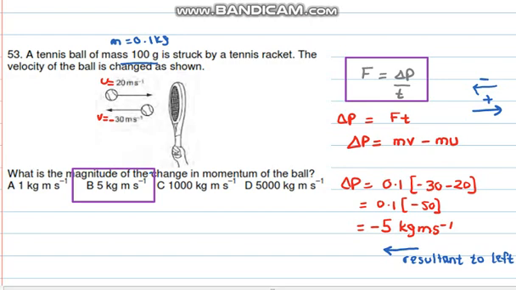Just plug in the values and get negative 5 kg meters per second. The negative sign shows that the resultant momentum is towards left. So B, 5 kg meters per second is the appropriate answer.